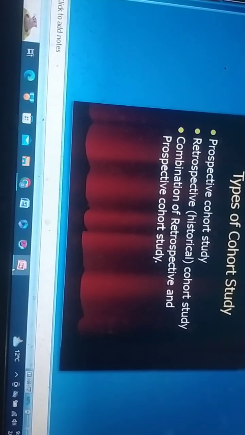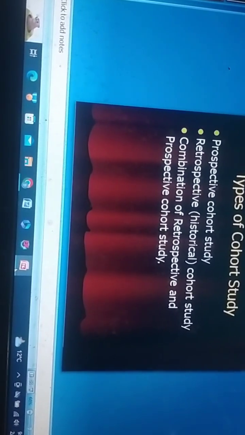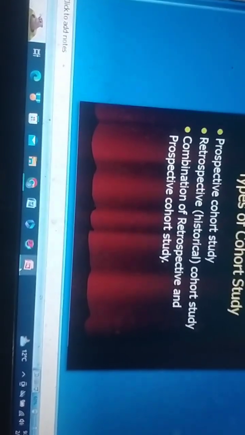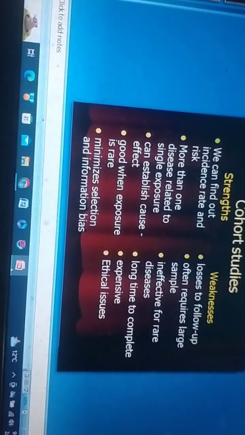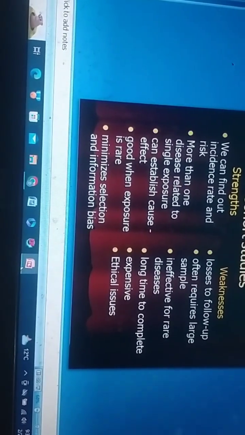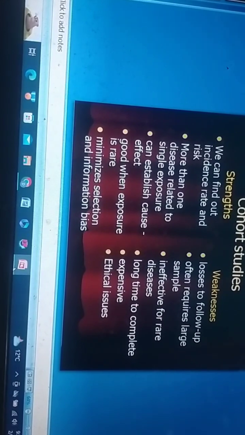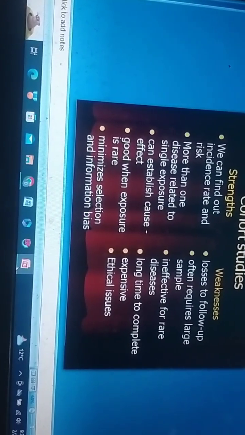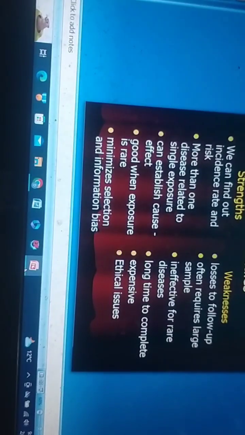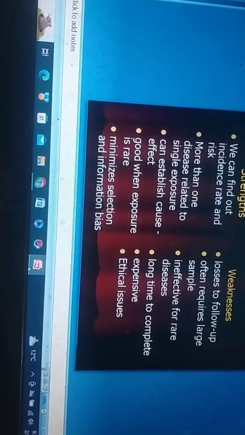Types of cohort studies: prospective cohort studies, retrospective or historical cohort studies, and combinations of retrospective and prospective cohort studies. Cohort study strengths: we can find out incidence rate and risk, more than one disease related to single exposures, can establish cause and effect, good when exposure is rare, and minimizes selection and information bias.